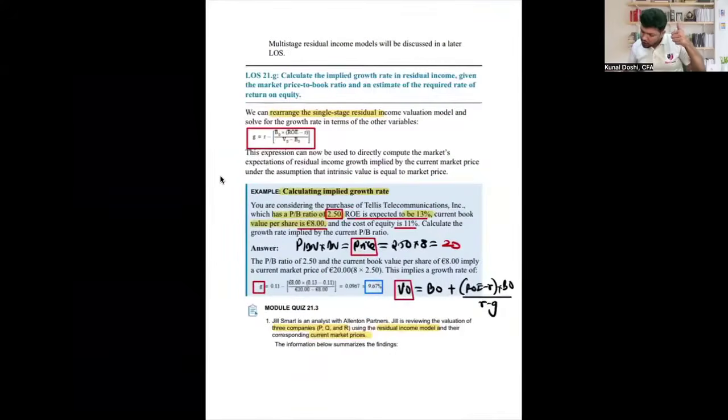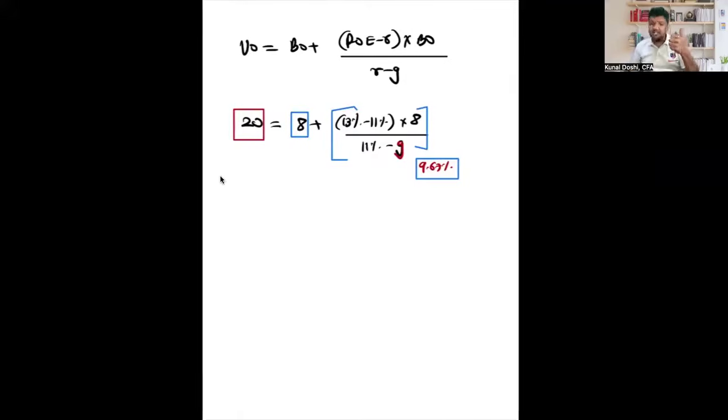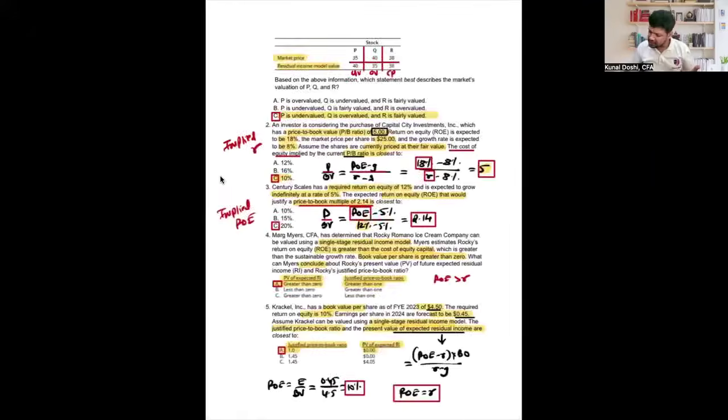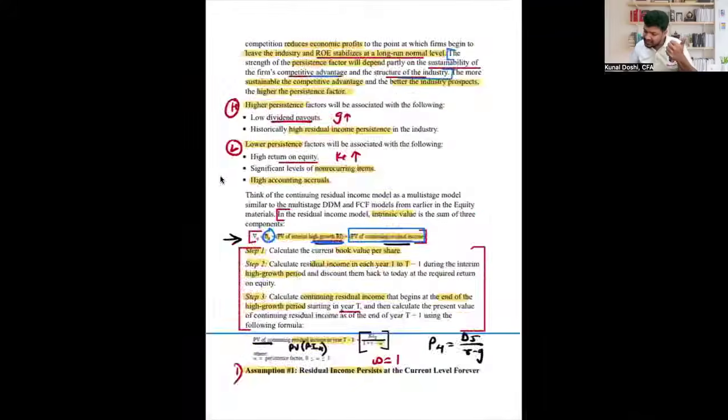We are going to do Tobin's Q. This is implied growth rate and implied cost of equity. We will just do trial and error when we see the questions. Correct? No problem in that. Continuing residual income we just did.